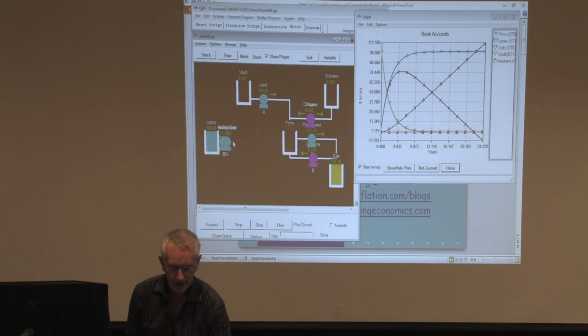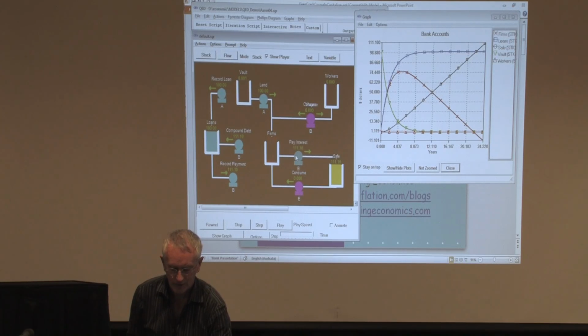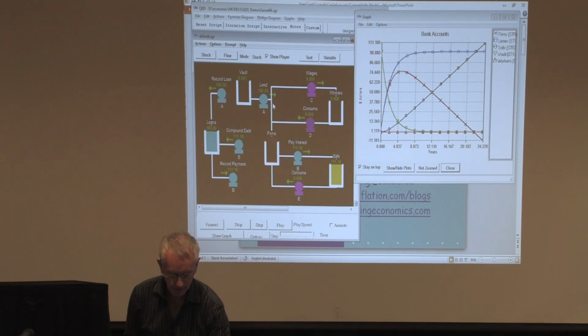Now they're all connected together, a bit messier. So there's recording the loan first of all, there's recording the payment, there's compounding the debt. Over here for the firms, we have consumption coming back to them from the other two social classes. They're paying interest over there, and they're paying wages to workers. Let's whack this up here somewhere. And workers are consuming as well. So I'll just save that.